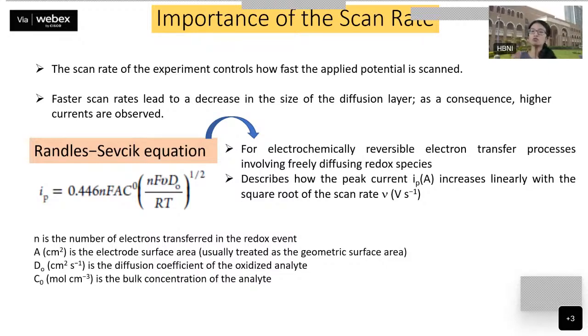Because then the movement of your ions from the bulk to the electrode surface will have to encounter less of the diffusion layer. So it is going to be easier, and so you will see a higher current.